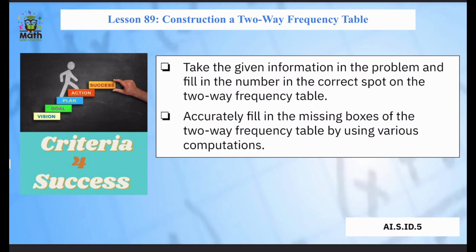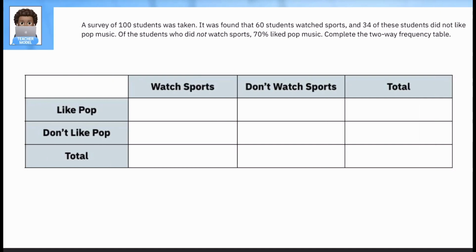So here's our CFS. You're going to watch how we take the given information in the problem to accurately fill out the numbers in the correct spots. So you're going to have to read things very carefully to place them in the right position. And then we're going to use the information we have to fill out the missing boxes in the table using various computations. So here's the problem I'm going to use to model. It is going to feel like a puzzle where I'm giving some information and I got to figure out the rest. So let's jump in.